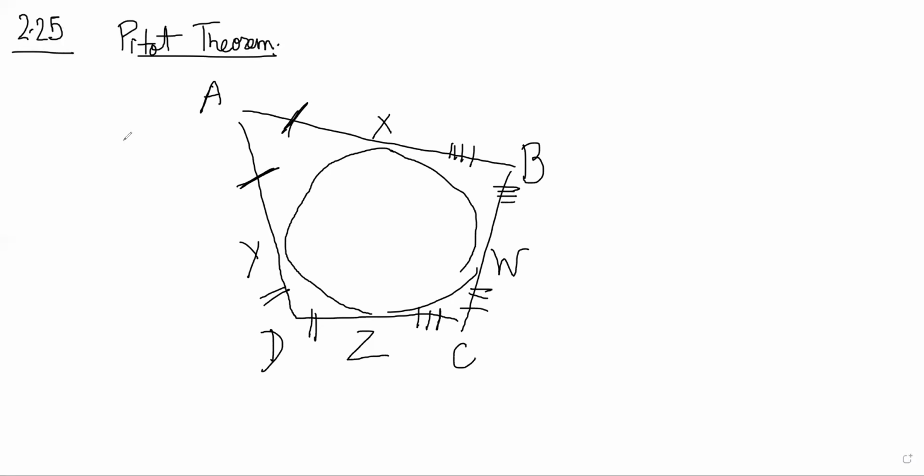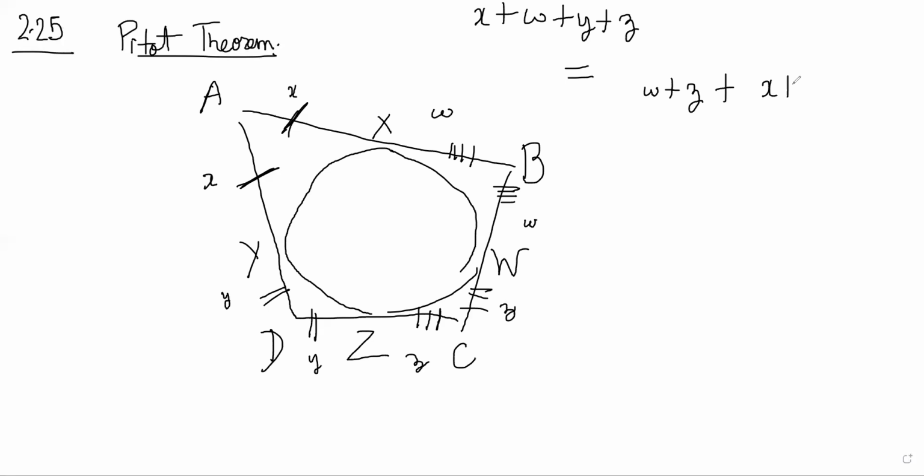Just see what is AB plus CD. AB has, let's call them X, X, Y, Y, Z, Z, W, W, right? AB is X plus W, and CD is Y plus Z, right? And on the other side is BC and DA. BC is Y plus Z, and DA is X plus Y. It is super obvious, right?